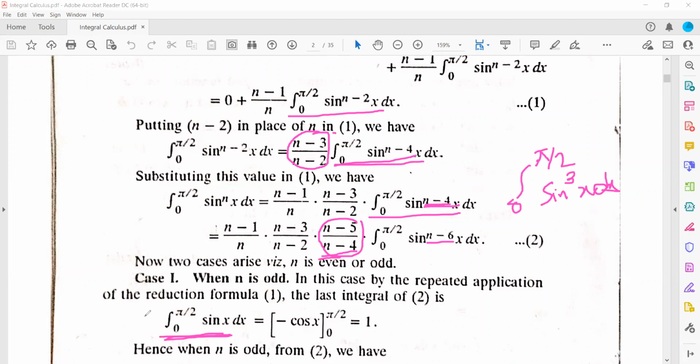The coefficient of this will be 2 divided by the denominator, which is the same as the power of sine. What is the power of sine? That is 3. So it is 2 by 3. That means the integration of this is this one, and the integration of this is 1. That means the last term you will get as 2 by 3. Is that clear or not?